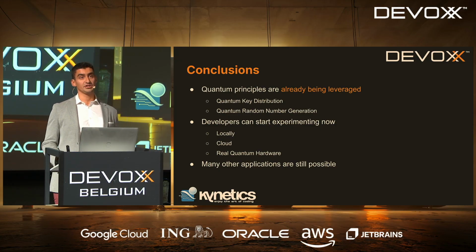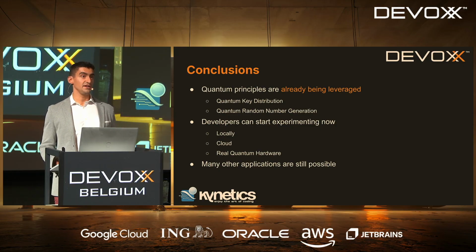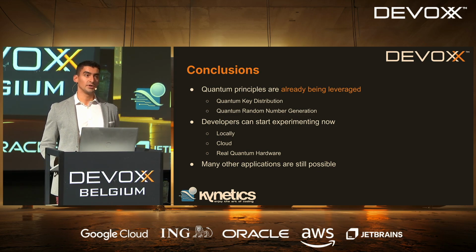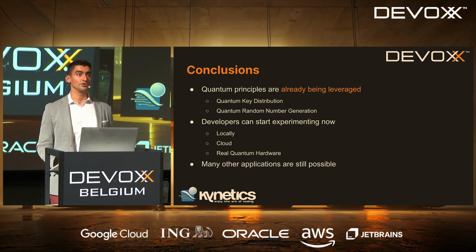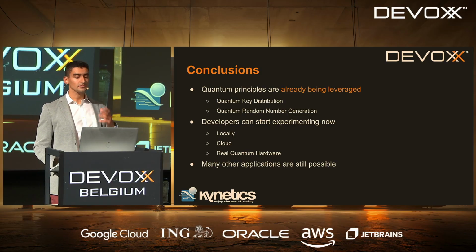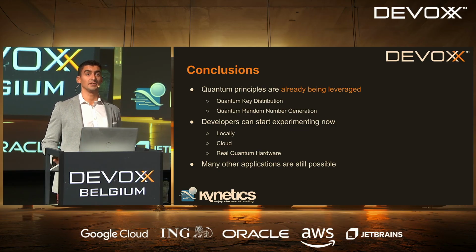This is also a call to action to you to start experimenting, either locally with the simulators that we saw, or on the cloud. We have many simulators available on the cloud, IBM's, Google's, AWS's as well, or on real-world quantum hardware. Again, this is available on the cloud, or you can buy a small quantum computer with a few qubits to experiment with. Even if this seems very far away in the future, there are some quantum principles that are being leveraged today by many companies.